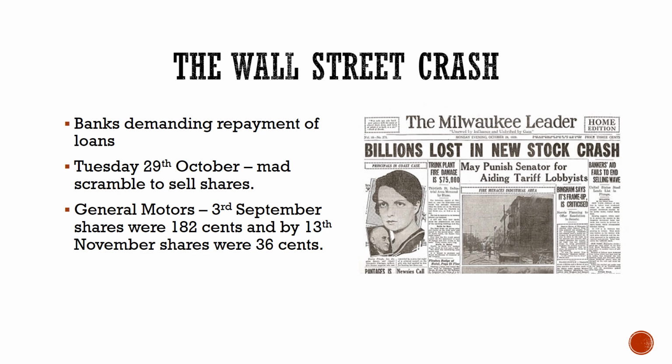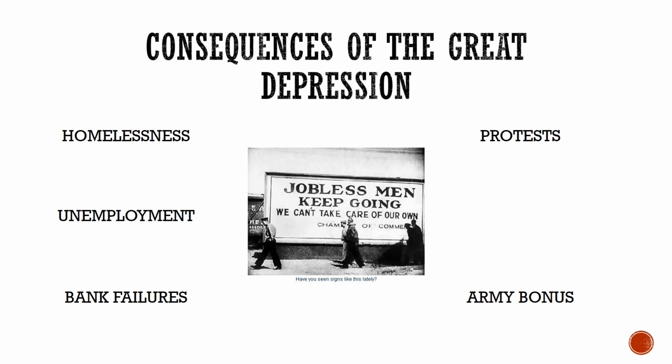And on Tuesday, the 29th of October, there was a mad scramble to sell shares at any price. The average price fell by 40 points and shareholders lost a total of $8,000 million. Share prices reached rock bottom in November 1929, and for example, General Motors were trading shares at 182 cents on 3rd of September, but by the 13th of November they were trading at 36 cents.